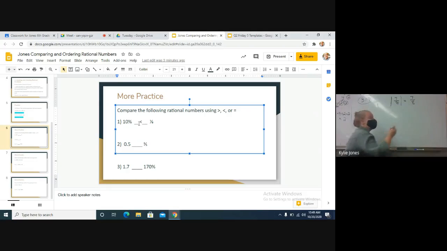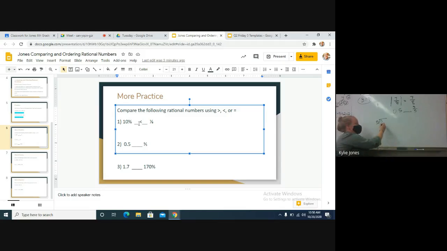So we have 0.5 compared to 3/5. My initial thought is to change the fraction to a decimal, and it makes it the easiest. How do you change a fraction to a decimal? You have to divide the top, which is 3, divided by the denominator, 5. Can you guys still see that? Yeah. Okay, good.